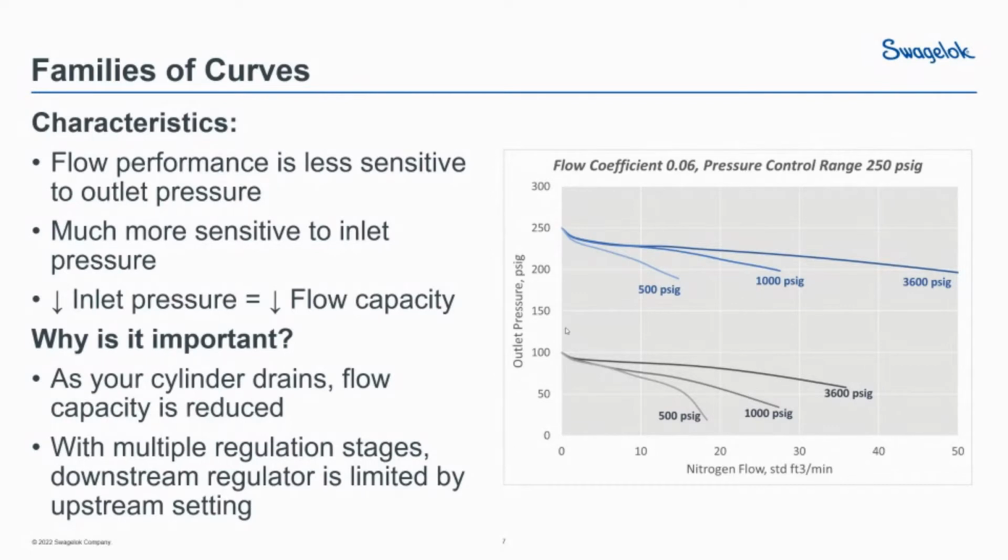Another reason that it's important to understand these families of flow curves is because very often in your gas distribution system, the flow characteristics will be governed by the last regulator in a series. And so the flow capacity of that regulator is going to be heavily dependent on its inlet pressure, which will essentially be the pressure setting of the regulator right before it.